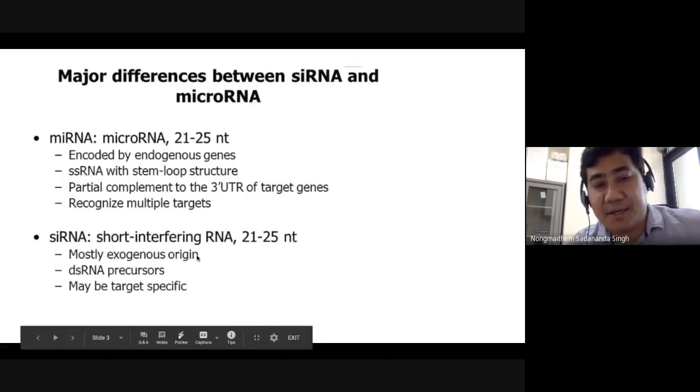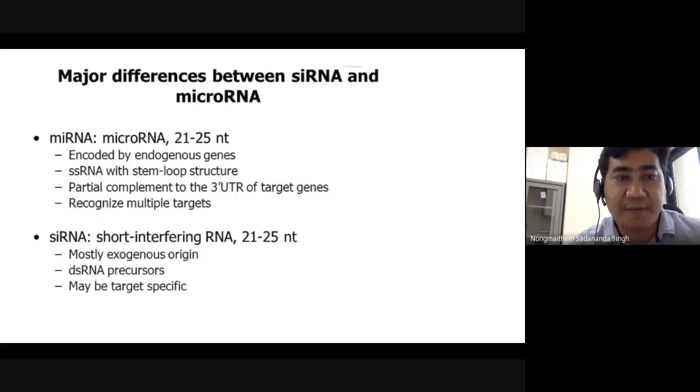But in the case of siRNA, the transcript from where siRNA is derived is generally derived from double-stranded RNA. What I mean by this is that in the case of microRNA, you get a single transcript from a gene, and then it is processed to give rise to microRNA. Of course, during the process we have base pairing, and double-stranded structures are formed, but it is coming out of a single transcript.